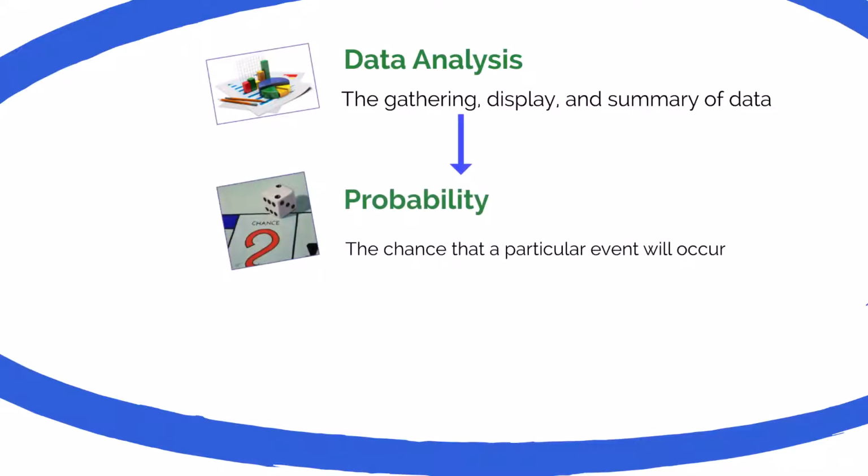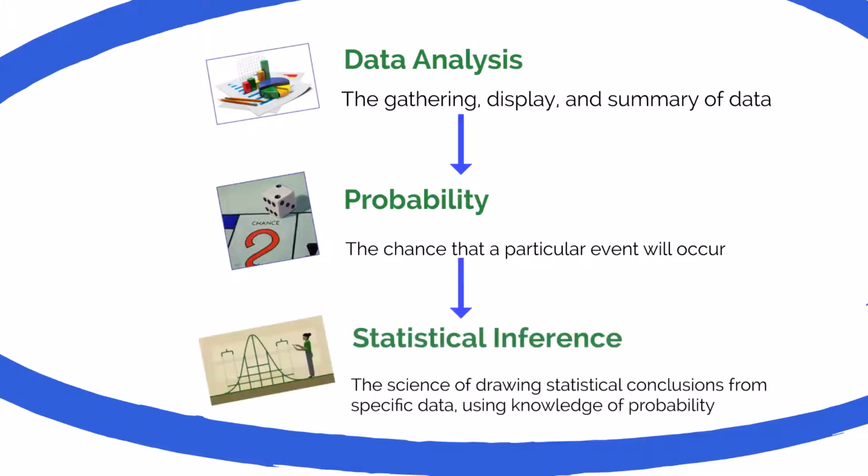Next, probability covers the laws of chance and the likelihood that an event will occur. We'll cover the concept of probability across 3 chapters. Finally, statistical inference is the science of drawing conclusions from data on the larger population using estimation techniques and hypothesis testing.